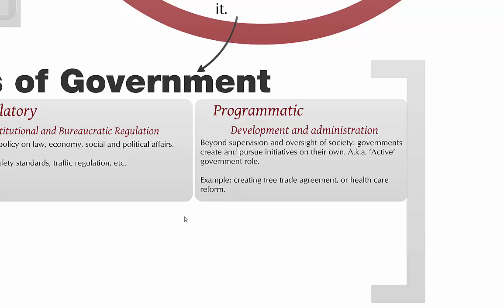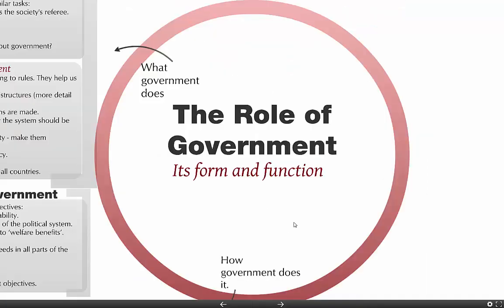And finally, there is the programmatic tool. So governments can take a more active and more interventionist role in society. They can create free trade agreements, or they can deliver healthcare or social programs. And the debate on exactly how that should be done and if it should be done is something that happens in every election cycle in most countries. And that's an overview of the role of government in its form and its function.